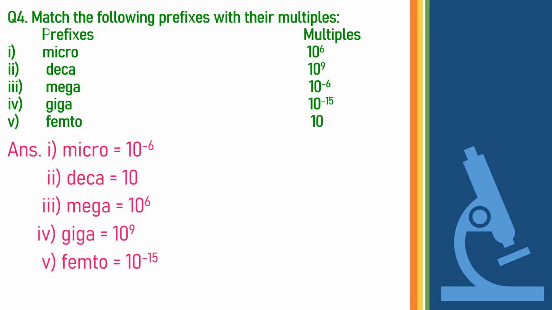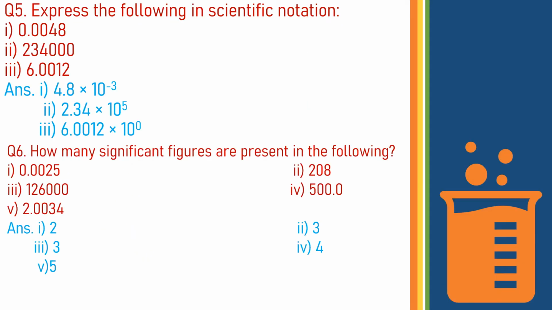Try to memorize all the prefixes given in your textbook, and we had also discussed those. I hope you have understood this one. It's a simple question, so let us proceed further. The next question is to express the following in scientific notation. Three questions are given to you. The first one is 0.0048. You have to express this in scientific notation.